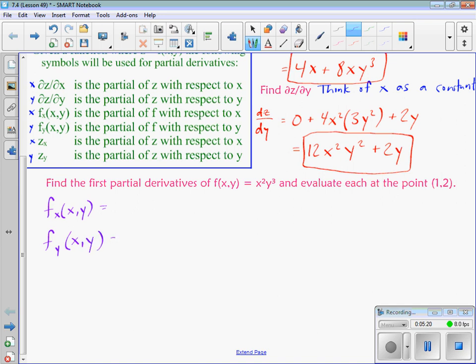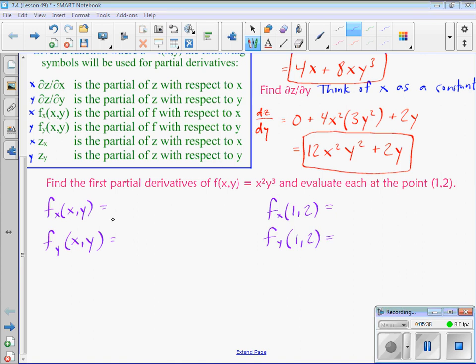And find that one. And then you can try to evaluate those at the point given. So I'll give you guys a minute to try that before I just show you it. A lot of you, I think, will know what to do there.